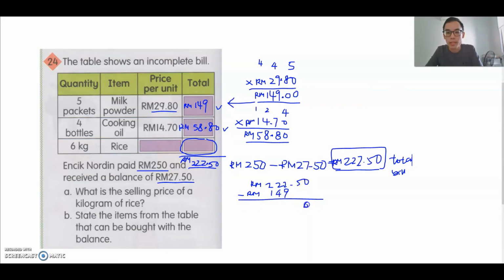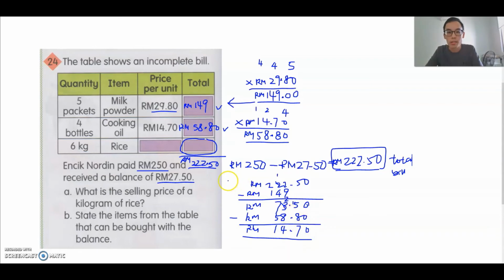Okay, 0 minus nothing is 0, 5 minus nothing is 5. Point. This one is 3. This one becomes 1. Then this one is 7. Then you minus the cooking oil. Cooking oil is 58 ringgit and 80 cents. Okay, minus this one, borrow, minus this one becomes 2. So this is 4, 6 minus 5 is 1.